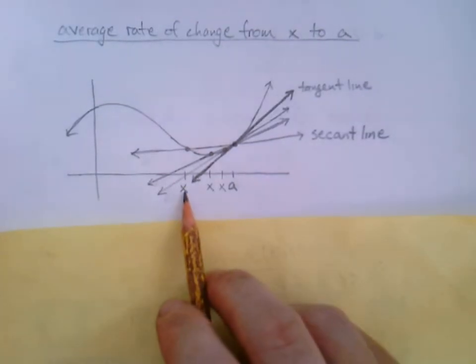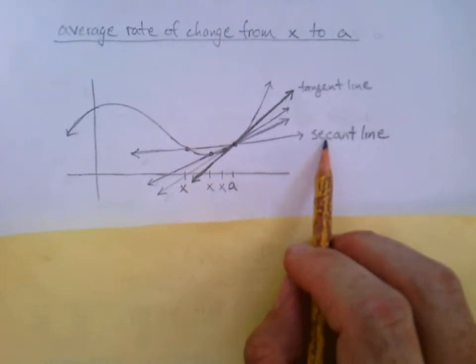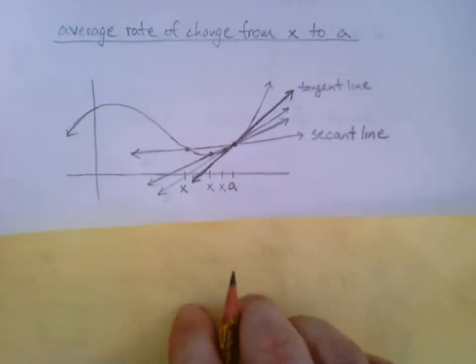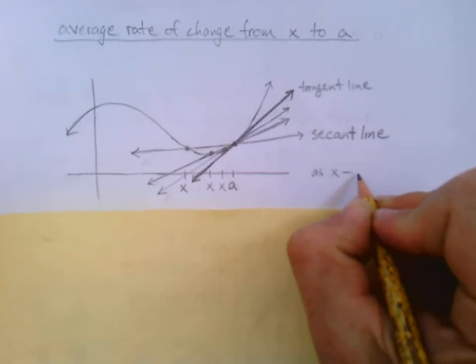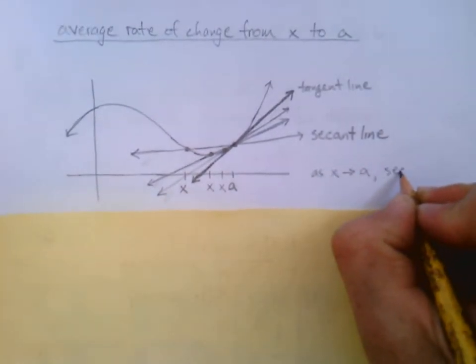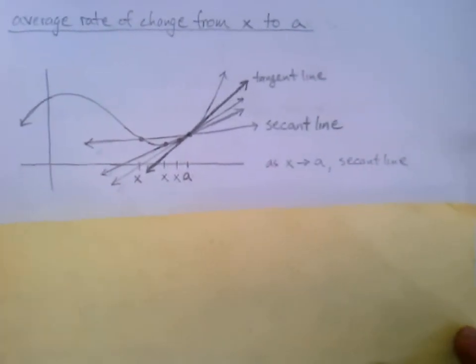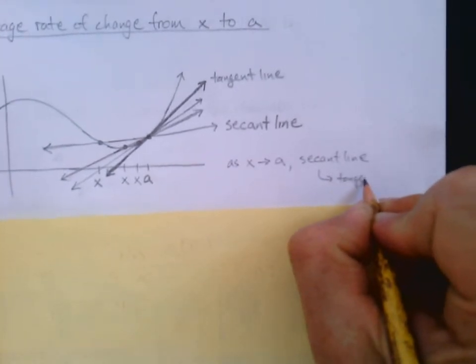Here's the thing. As x approaches a, the secant line approaches the tangent line. As x approaches a, the secant line, kind of running out of room, the secant line approaches the tangent line.